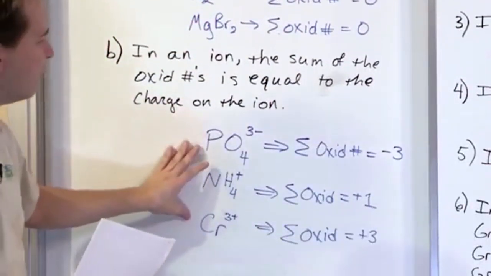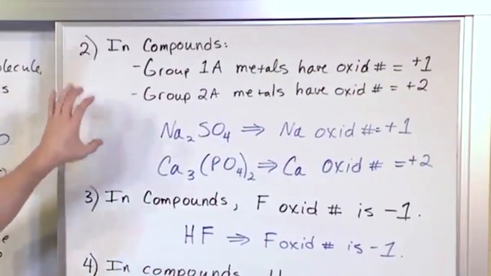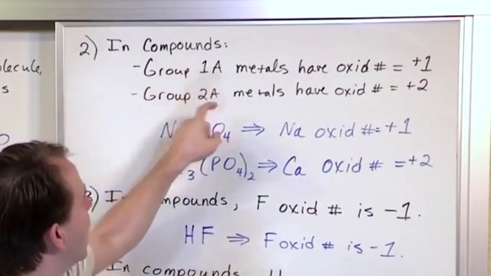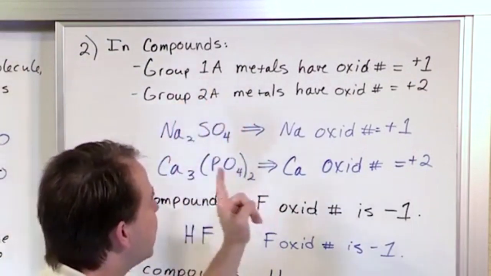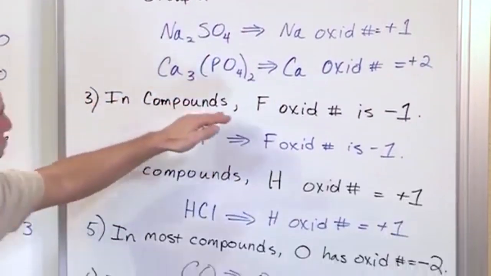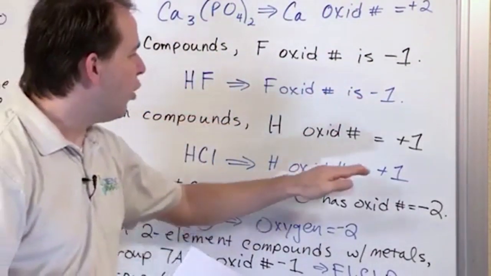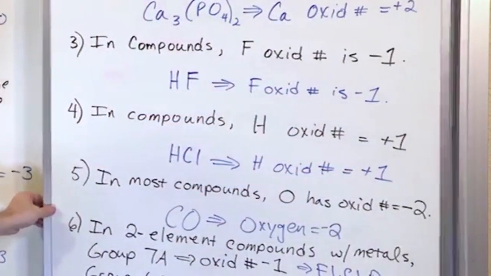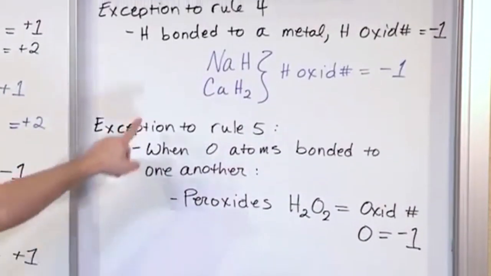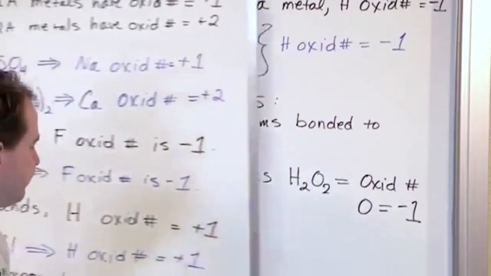If you have a charged ion, the sum of the oxidation numbers is going to be equal to the charge. Rule number 2 is if I have a column 1A or column 2A metal, then the oxidation number is +1, +2. That's very high up on the list. Fluorine is always going to have an oxidation number of -1. Hydrogen is always going to have an oxidation number of +1 unless it's actually bonded to a metal, in which case it'll have a -1.